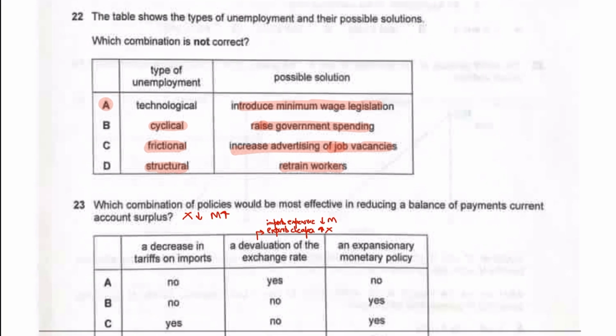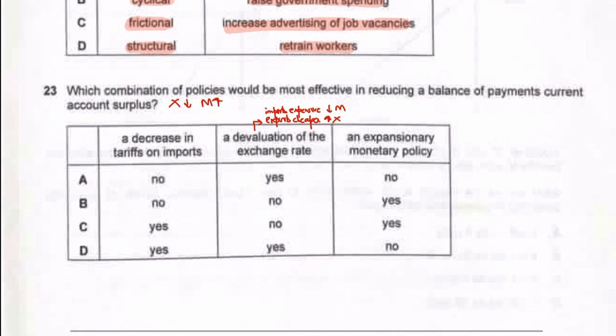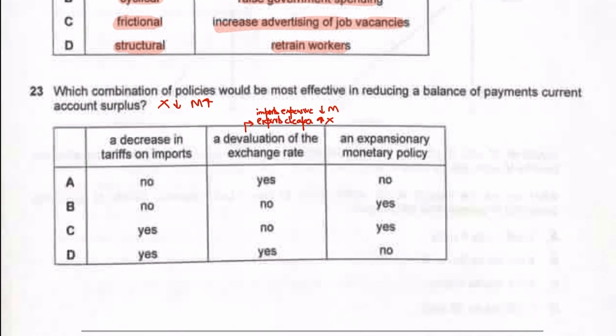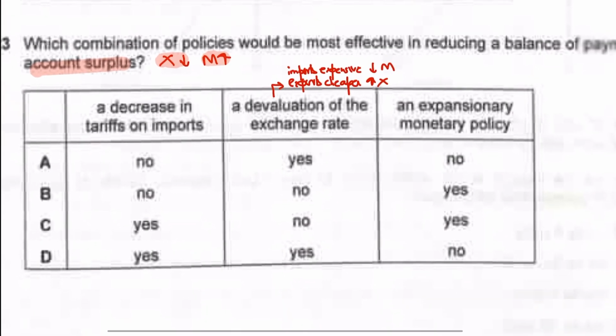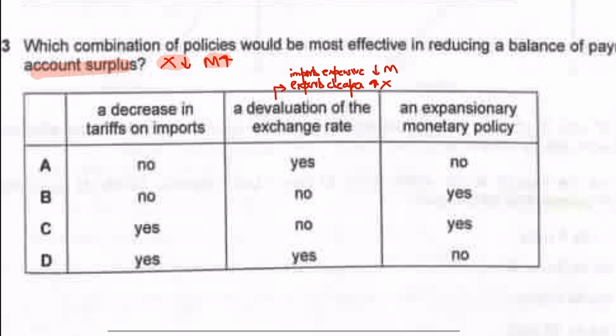Okay. Question number 23 says, which combination of policies would be most effective in reducing a balance of payment current account surplus? Now, basically, in order to reduce a balance of payment current account surplus, we need to reduce our exports and we need to increase our imports, right? So obviously reducing exports and increasing imports. So the answer would either be from C or D, because if you decrease the tariff on imports, your imports will go up, right? So it's either C or D.